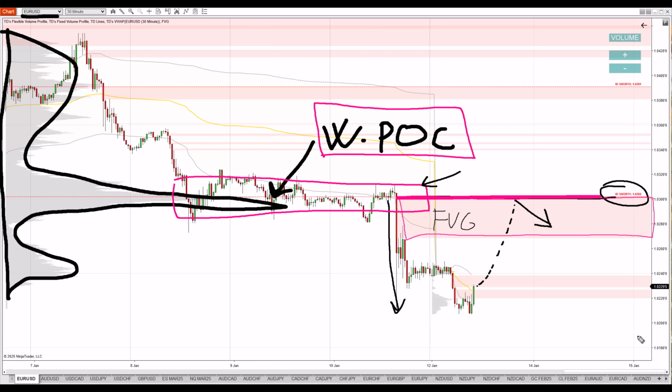So what we need to do now is just wait for that pullback, and when the price reaches the beginning of the fair value gap, when it reaches this level, then we go short from there. Alright, so that's for the euro.